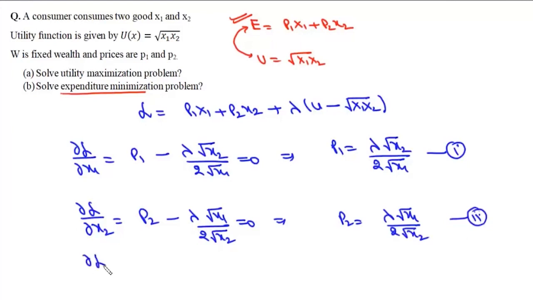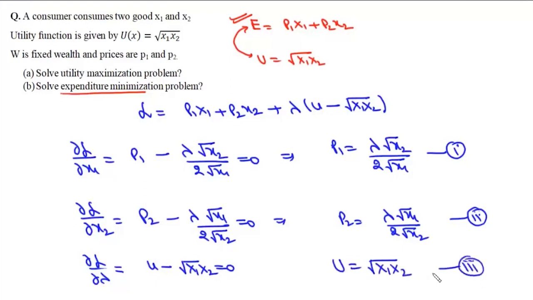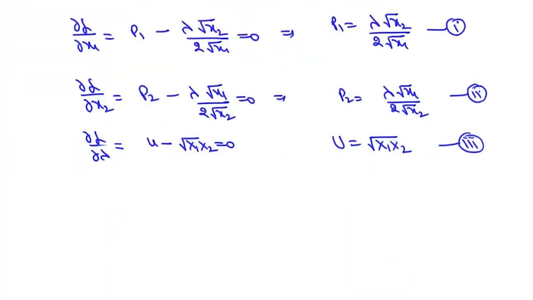Now we differentiate this function with respect to lambda, we can write this as u minus under root x1 x2 equals 0, which will give us our third equation, which is u equals under root of x1 x2. Now from these three equations we have to find x1, x2, and we have to find the value of lambda.